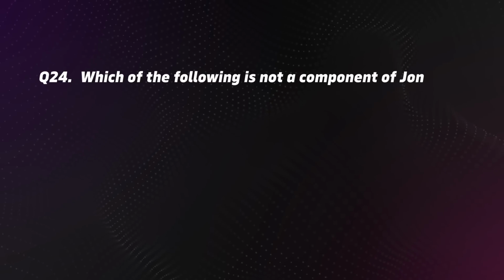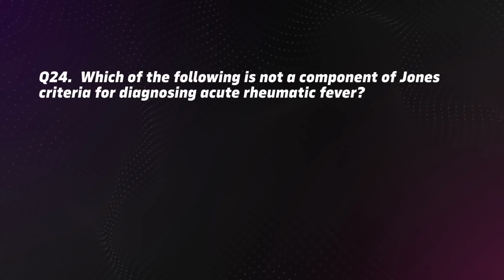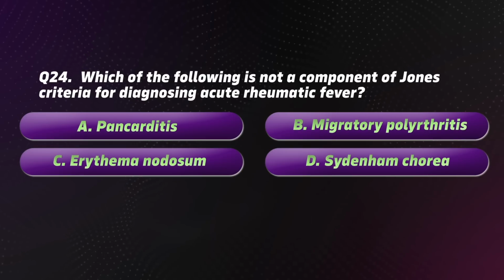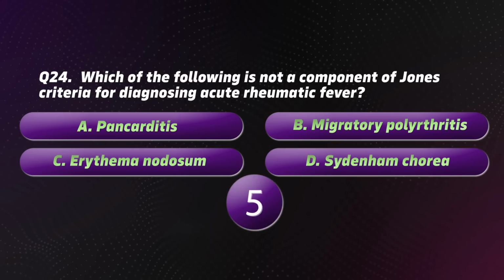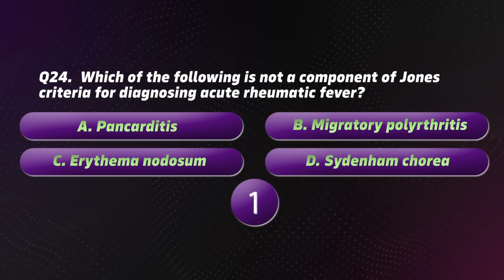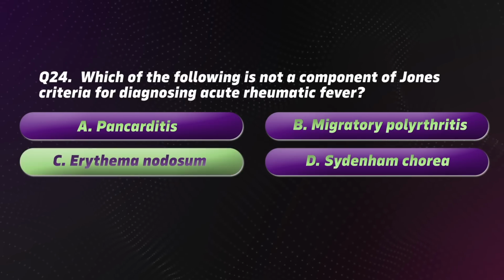Question 24. Which of the following is not a component of Jones criteria for diagnosing acute rheumatic fever? Here are the options. A. Pancarditis. B. Migratory polyarthritis. C. Erythema nodosum. D. Sydenham chorea. And the correct answer is option C, erythema nodosum.